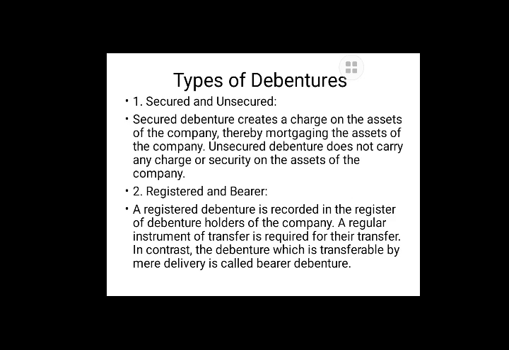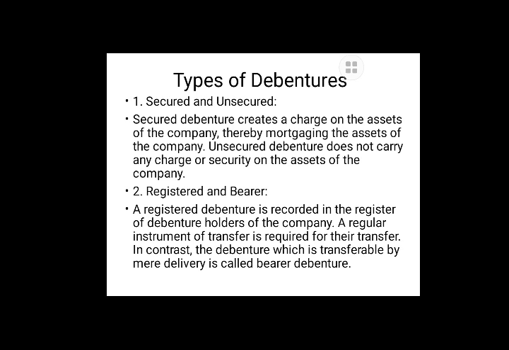The second basis of classification is from the viewpoint of transferability or recording: registered and bearer debentures. A registered debenture is recorded in the register of debenture holders of the company. A regular instrument of transfer is required for their transfer. In contrast, the debentures which are transferable by mere delivery are called bearer debentures.